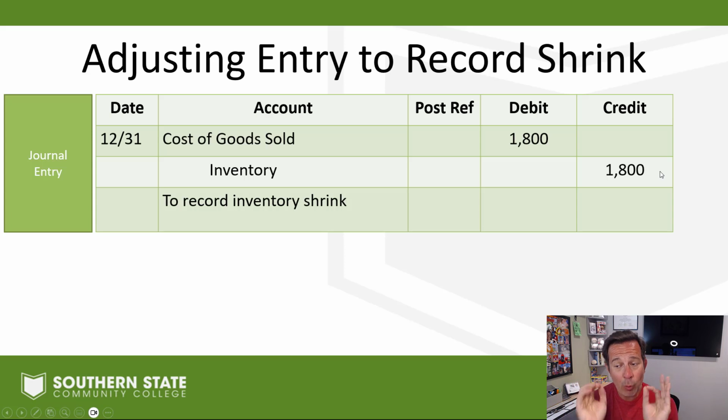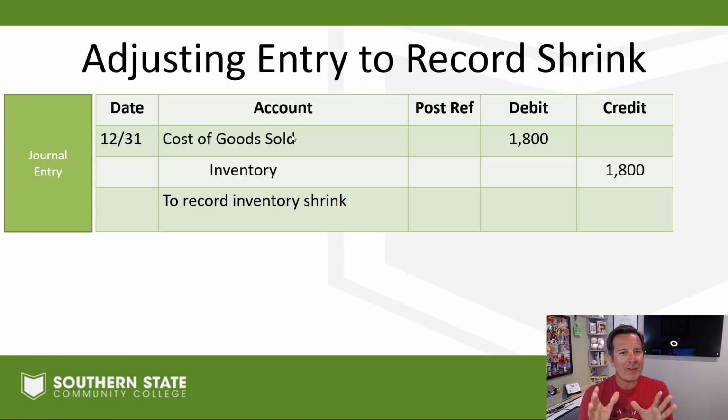Now, the important thing about this inventory, you need to understand, everybody, we're making inventory go down to reflect the fact that that inventory has disappeared. We're recording it as an expense as well. It's a cost of doing business. We're just adding it to cost of goods sold.